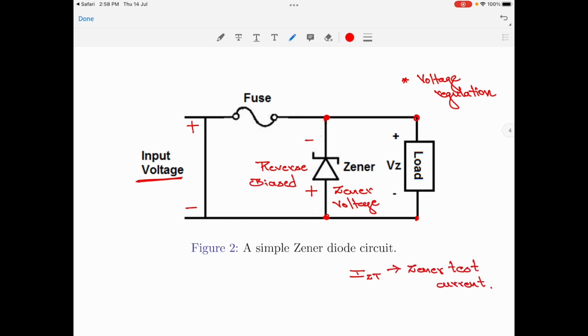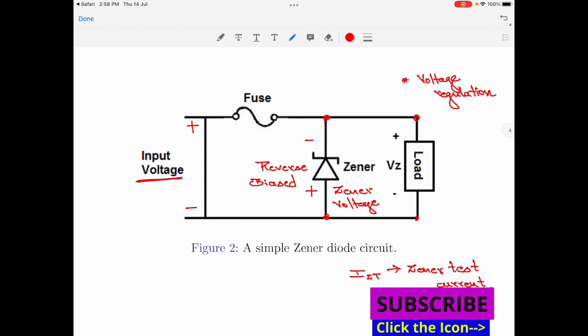If the current through the device is less than the Zener test current, then the diode will not break down and the voltage across the diode will be less than its specified value. In simple words, if the value of current across the Zener diode is less than IZT, the voltage across the diode will be less than the Zener voltage specified for it.